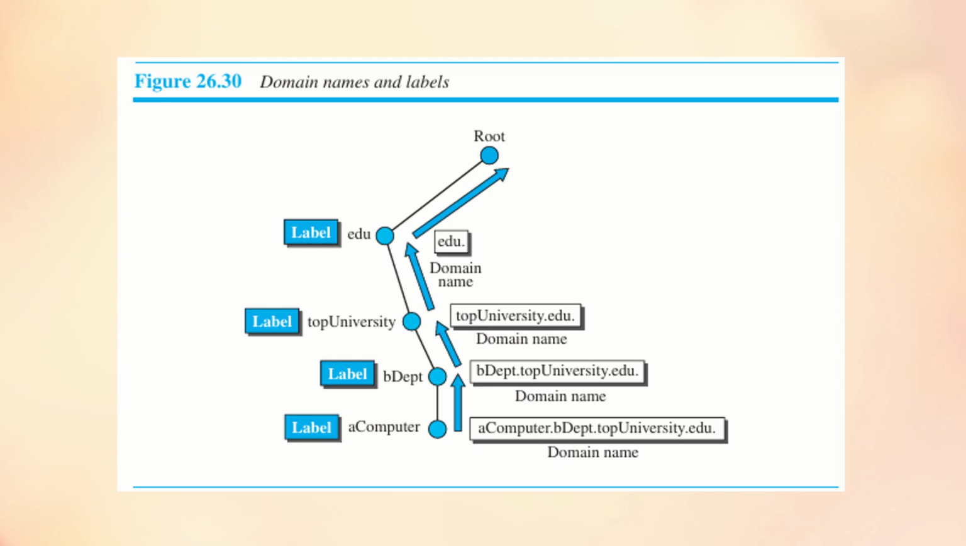A PQDN starts from a node, but it does not reach the root. It is used when the name to be resolved belongs to the same site as the client. Here, the resolver can supply the missing part, called the suffix, to create a fully qualified domain name, that is FQDN.